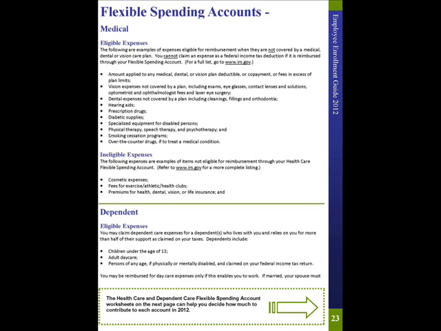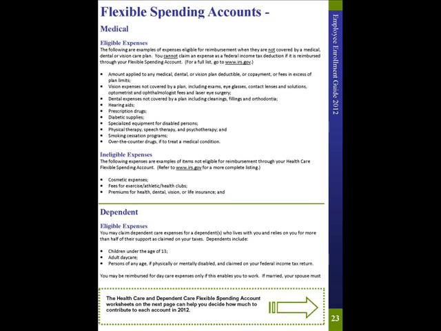Medical ineligible expenses. The following expenses are examples of items not eligible for reimbursement through your healthcare flexible spending account. Cosmetic expenses, fees for exercise, athletic, or health clubs, premiums for health, dental, vision, or life insurance, weight loss programs for general health purposes.